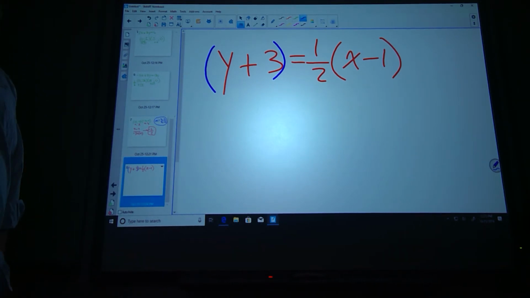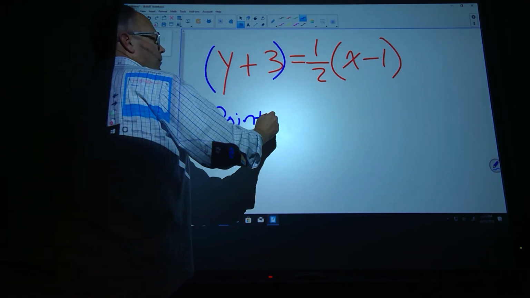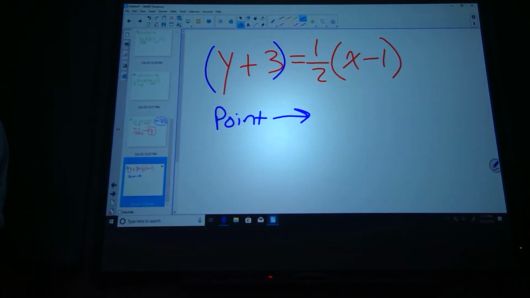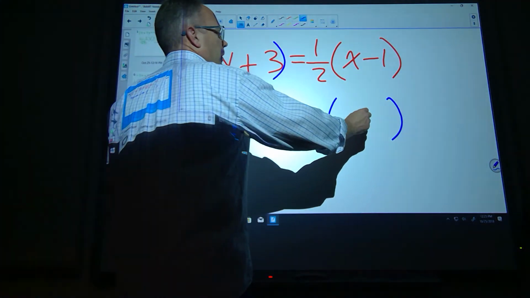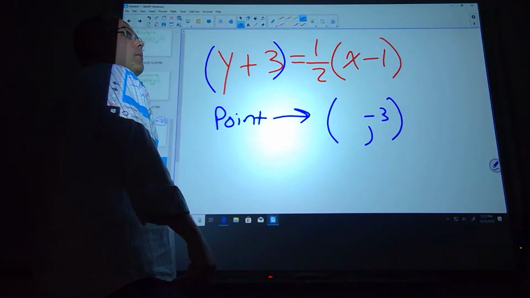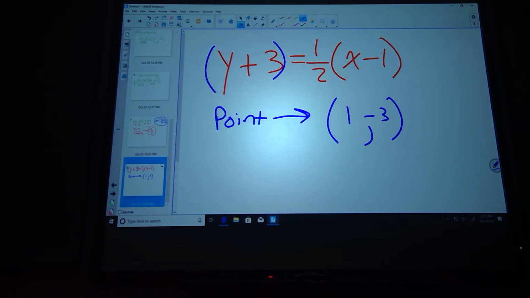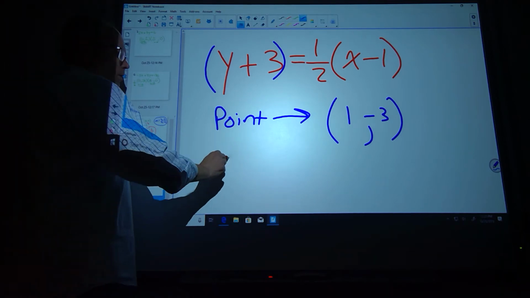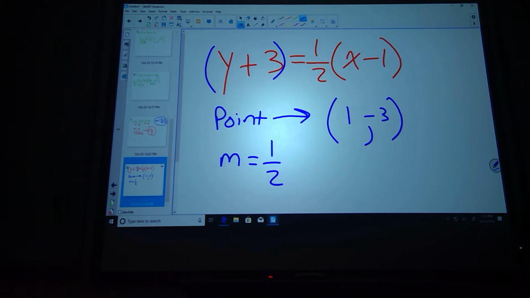Name the point and the slope of this. So what is the point? What point do we get out of this equation? 3 is y. Is it positive or negative? Negative 3. What's the x value? Positive 1. Remember, when it's grouped, it's always opposite when it comes out. So what is my slope? 1 over 2. Awesome. Hey, could slope be just a number? Like 6? Sure.